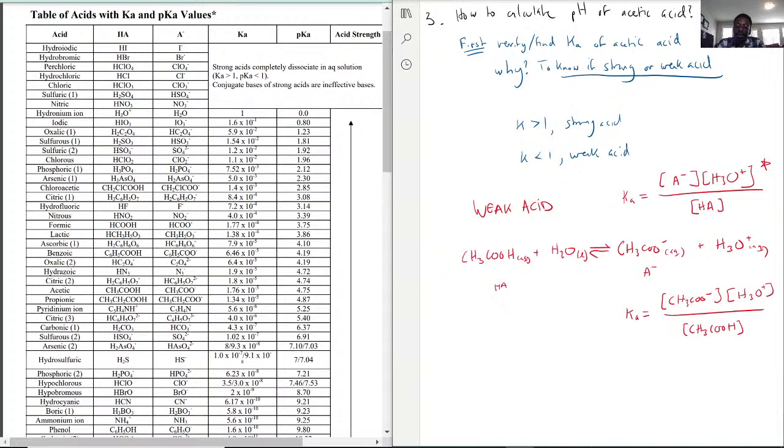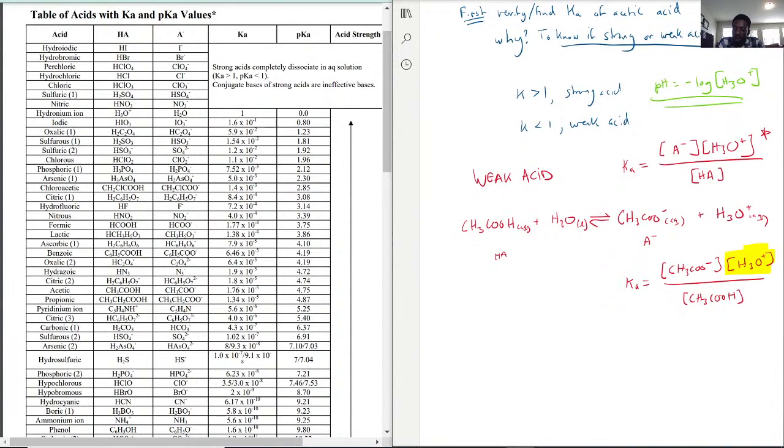The goal here is to find the H3O+, because remember, the formula to find pH is just pH equals negative log of the concentration of hydronium, H3O+. That's really it. But because it's a weak acid, we have to go through a process to even get to this equation. We have the equation set up and want to solve for the H3O+.